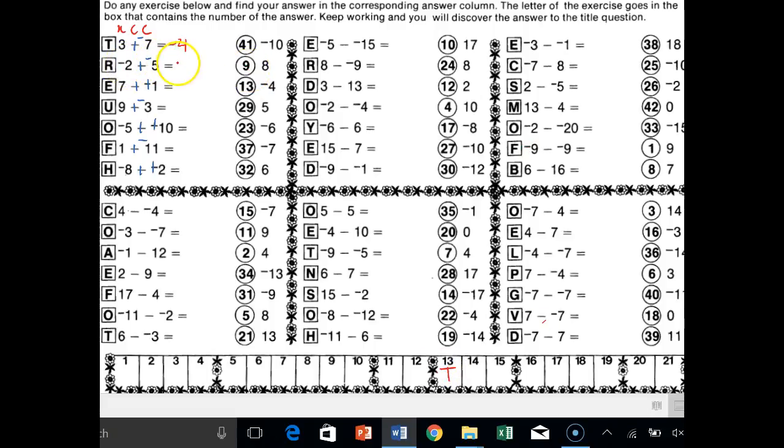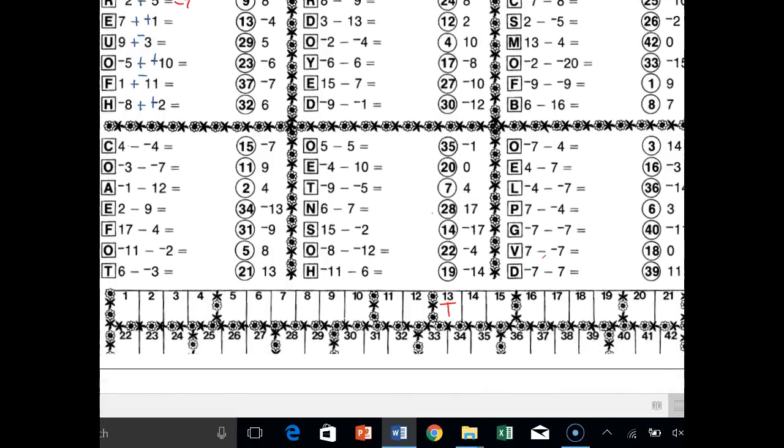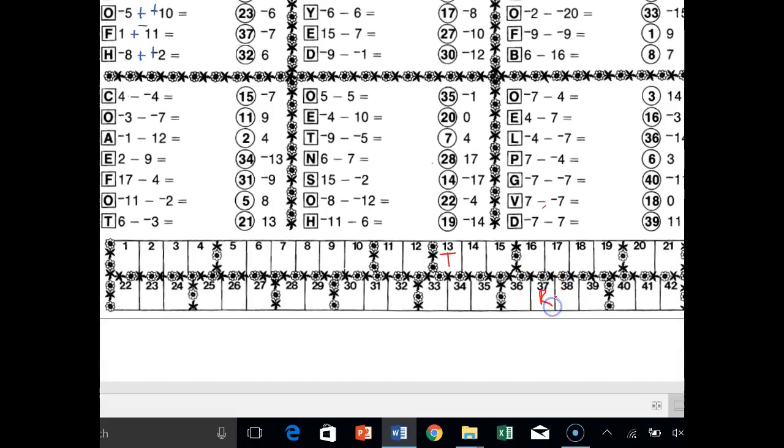Negative 2 plus negative 5, that's negative 7. It was SSAK, right? So same signs, add, keep. Sorry, I kind of wrote that wrong. Negative 7. Same signs, add, keep. So negative 7's right there. On 37, I will put an R.